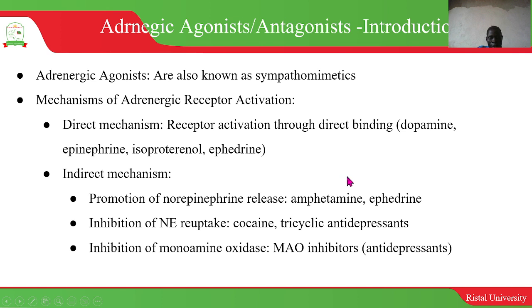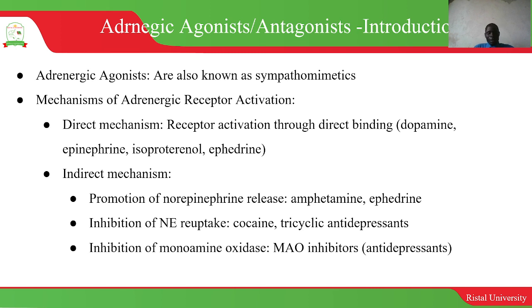Welcome back. Today we shall be looking at adrenergic agonists and adrenergic antagonists. So what are adrenergic agonists? They are also called sympathomimetics. These are drugs that act along the sympathetic pathway.